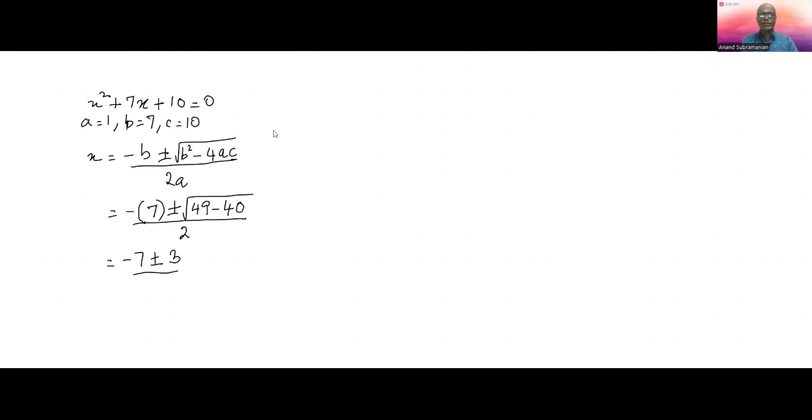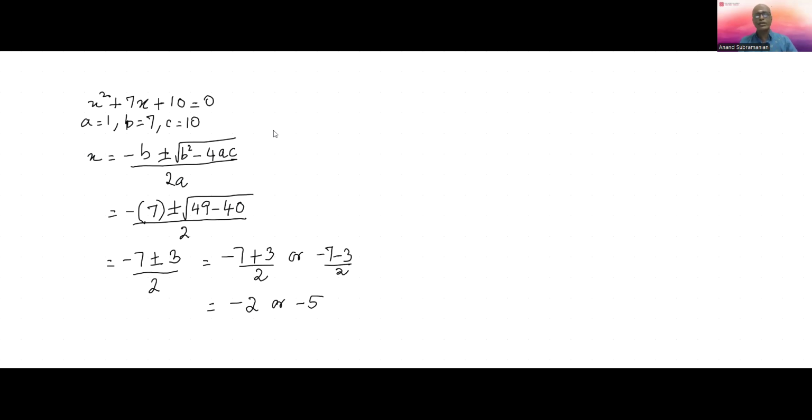So how do you write it? You can write it as negative 7 plus 3 by 2 or negative 7 minus 3 by 2. Two solutions. So negative 7 plus 3 is what? Negative 4 divided by 2, negative 2. Or negative 7 minus 3 is negative 10 divided by 2 is what? Negative 5.